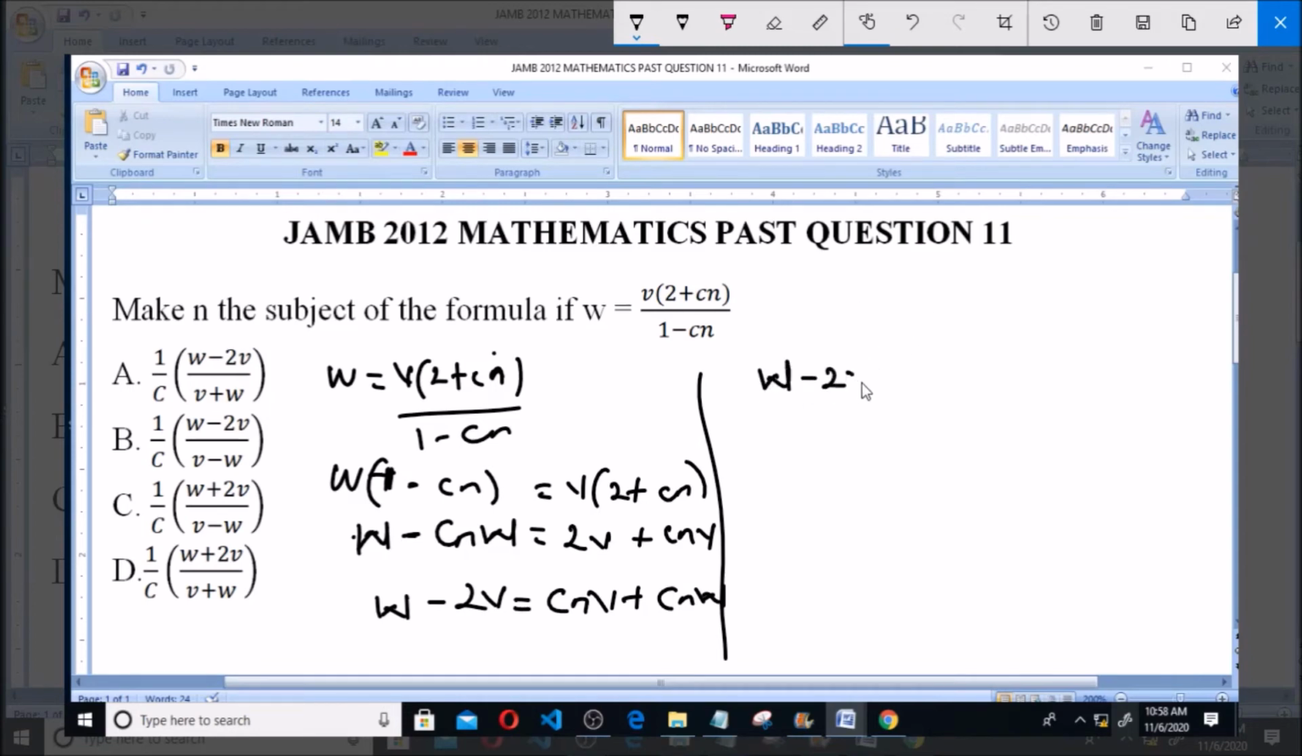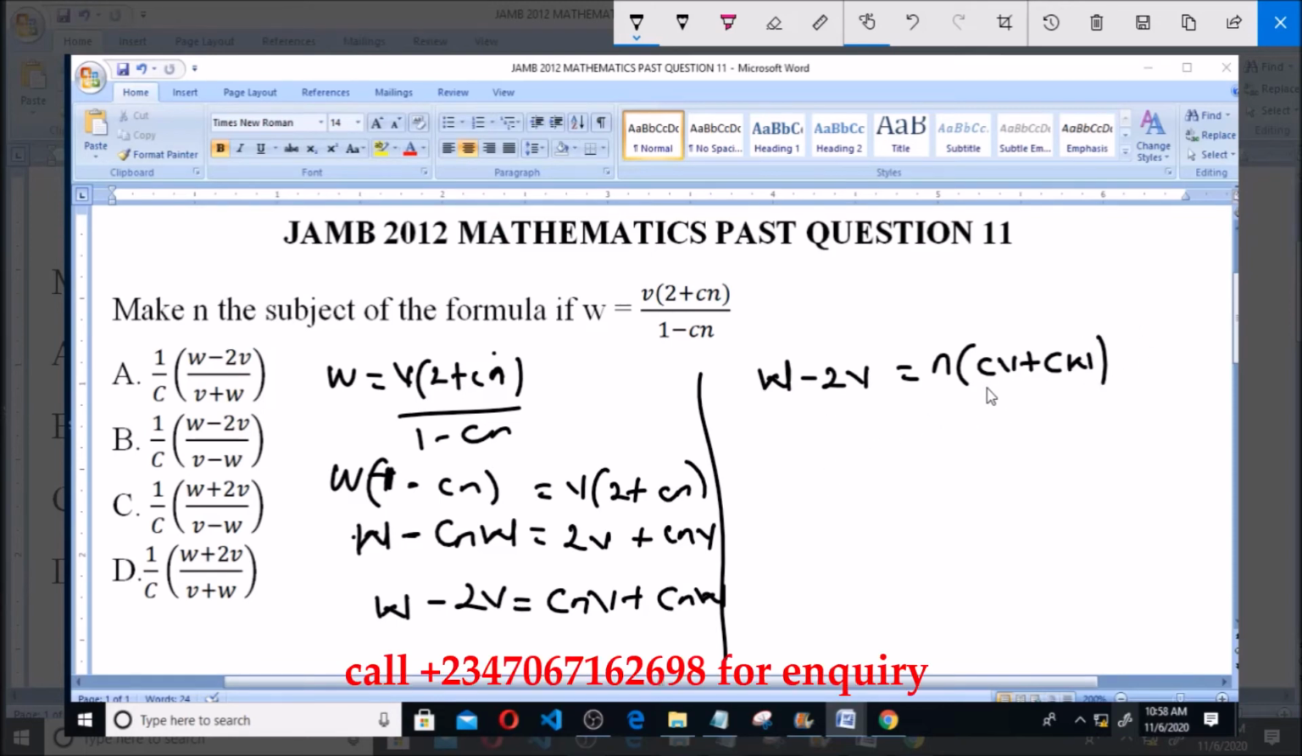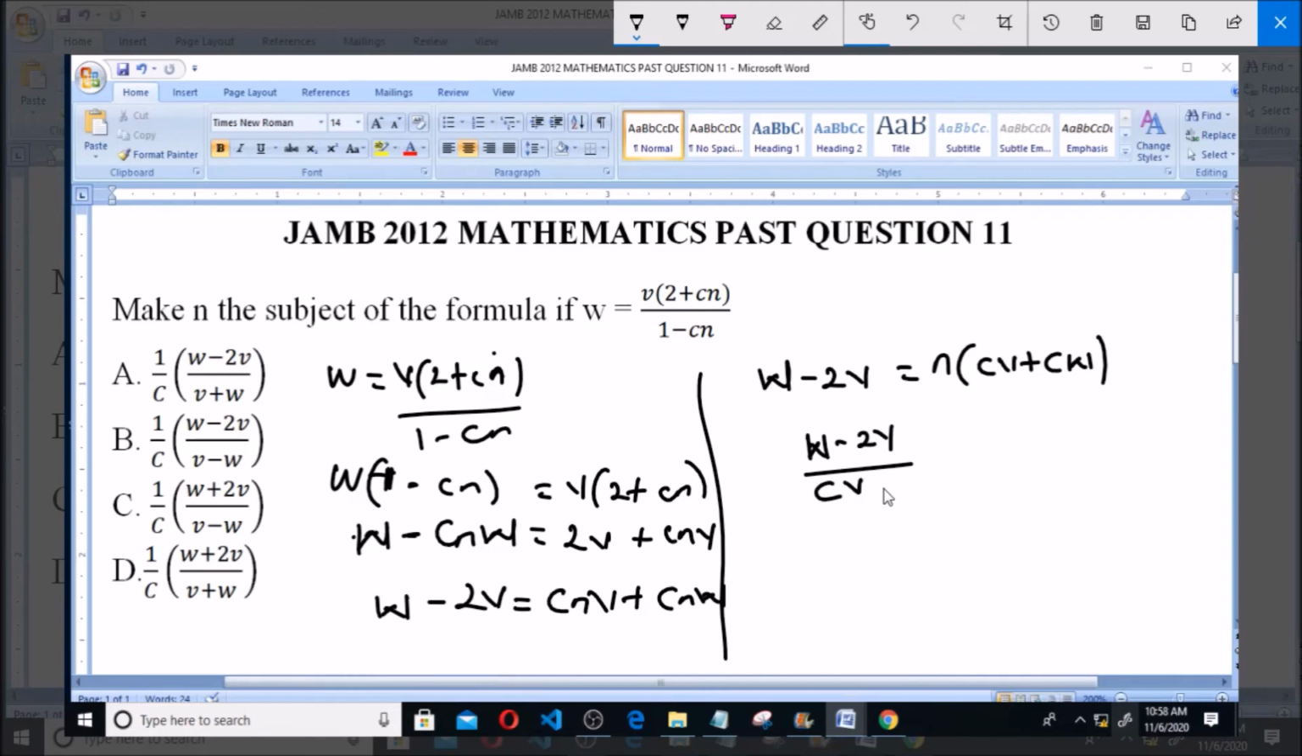So now we'll be having w minus 2v is equal to, now since we have n and n here, we can simply factorize this here by saying n into cv plus cw. So we can simply divide both sides by this now, and simply say w minus 2v all over cv plus cw is equal to n. So n is equal to w minus 2v all over cv plus cw.